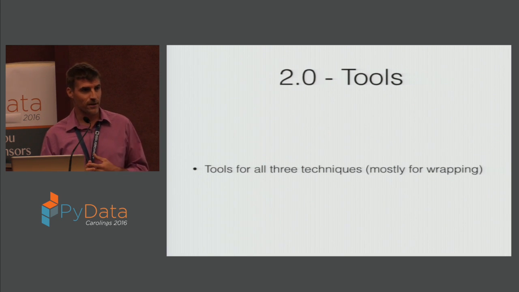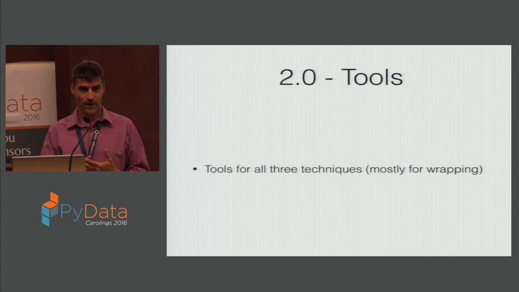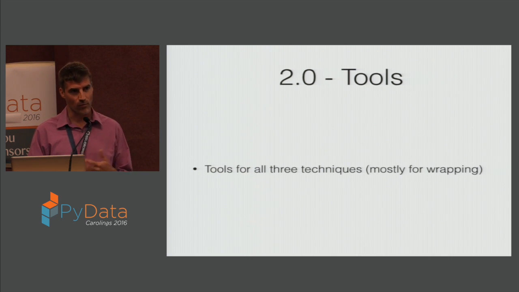So those are the three techniques: the wrapping, writing an extension module, and embedding. Those are the three techniques that you have for getting Python to talk to foreign language libraries. I wanted to talk now about some tools that can help you execute whichever one of these steps is appropriate for your use case.